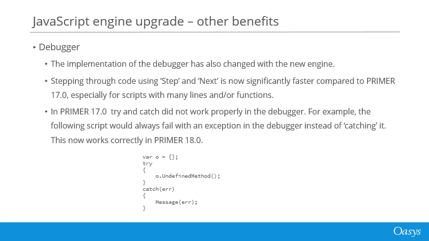Also, in Primer 17, if you tried to use try and catch blocks in a script to handle exceptions, these just did not work in the debugger. The catch block did not work and the exception would always be thrown. This now works properly in Primer 18.